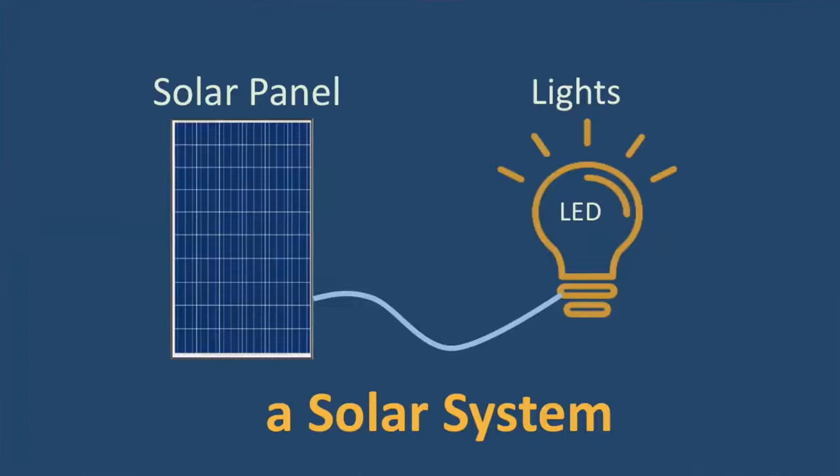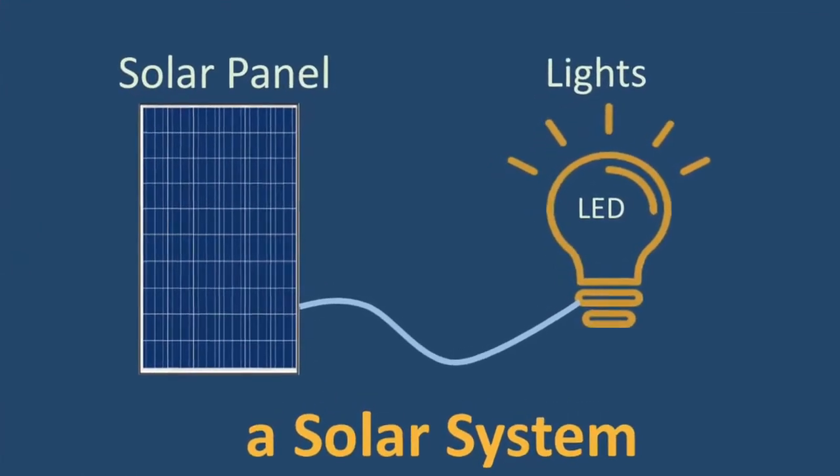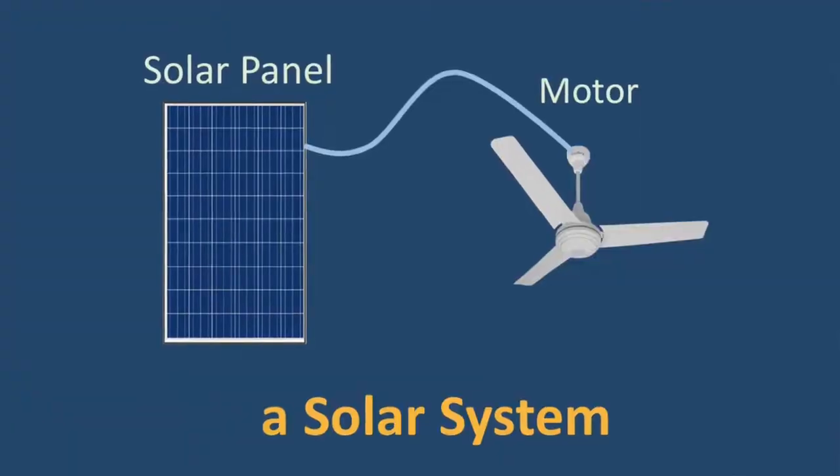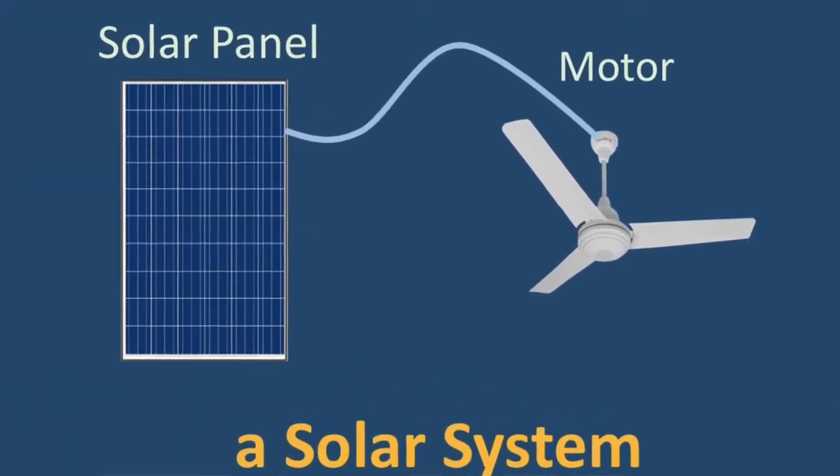Now that load can be your LED lights. So you take a solar panel, connect to LED lights, and it works. And it will work for all kinds of lights. Or you take a solar panel and connect to a motor. And if the motor runs, then all applications that use a motor, like a water pump, a fountain, a compressor in your refrigerator, all kinds of motors will work.